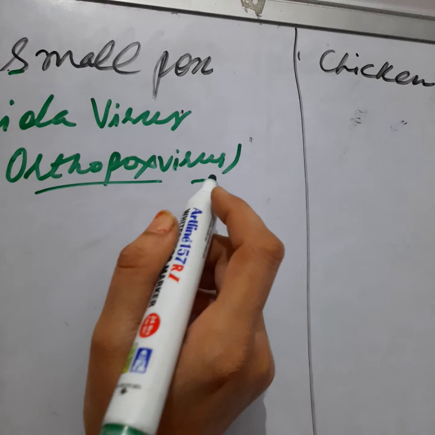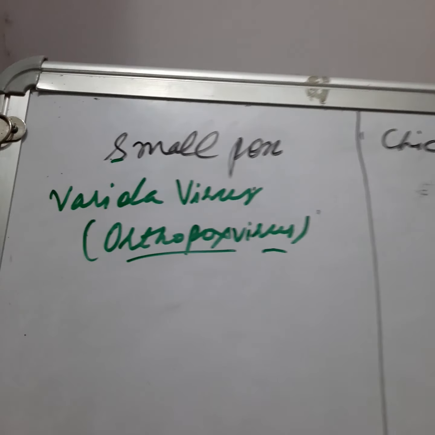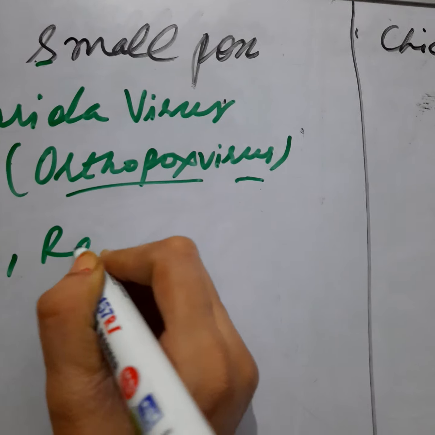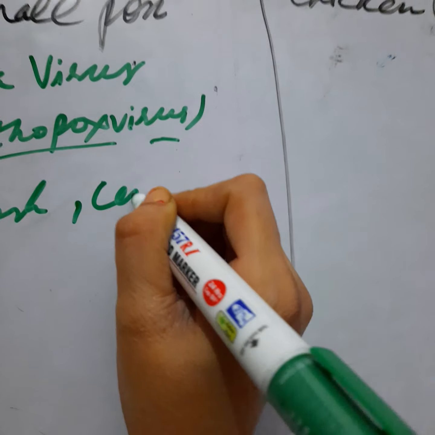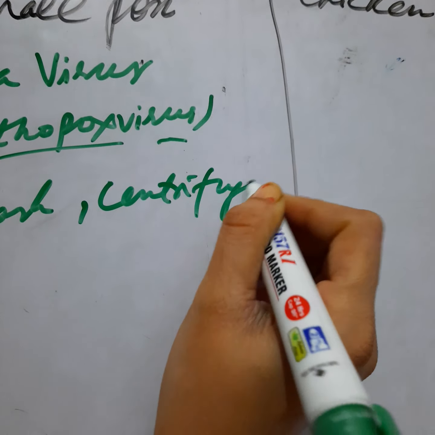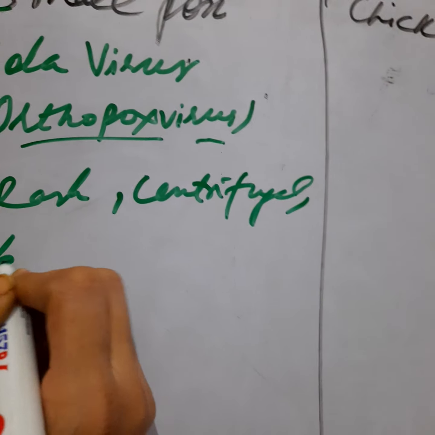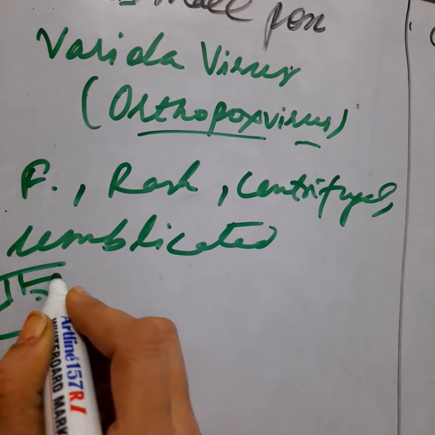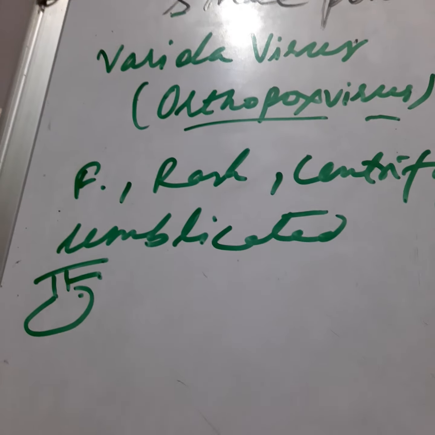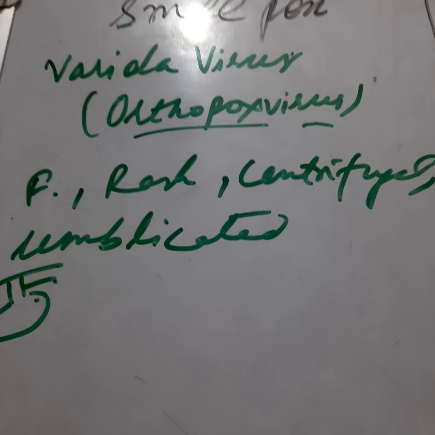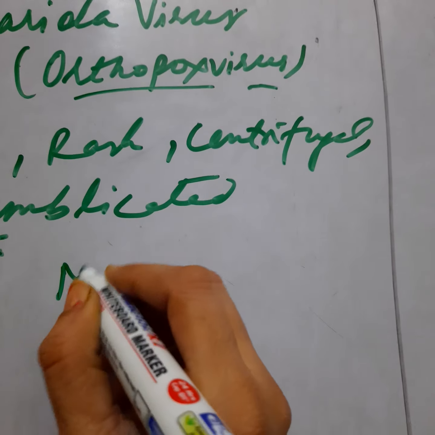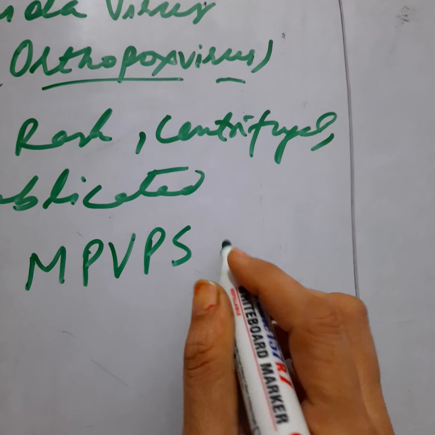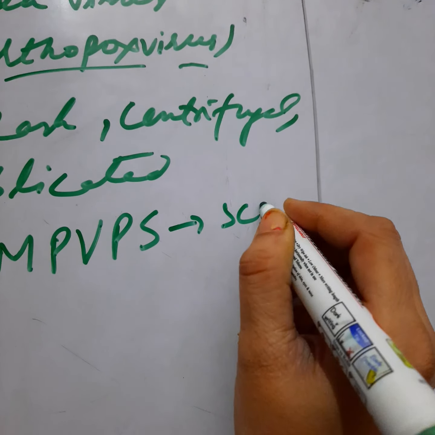In case of smallpox, the symptoms were fever and a typical kind of rashes, which were centrifugal and umbilicated. Umbilicated means they are attached to the skin with a trunk. And there were the stages: the macule, papule, vesicle, pustules, and scabs, and afterwards comes the scarring.